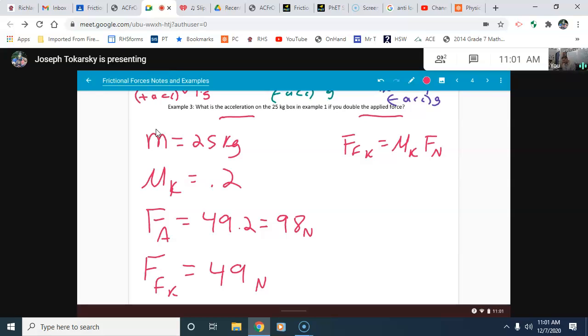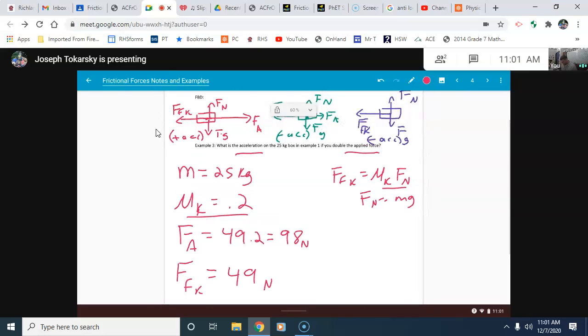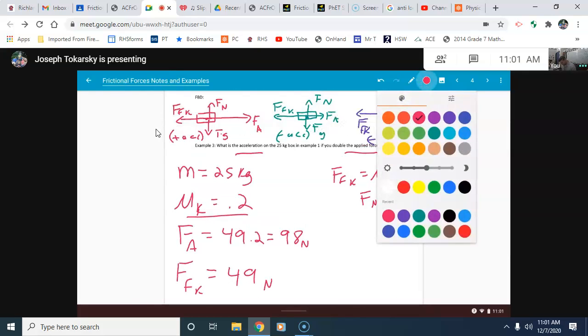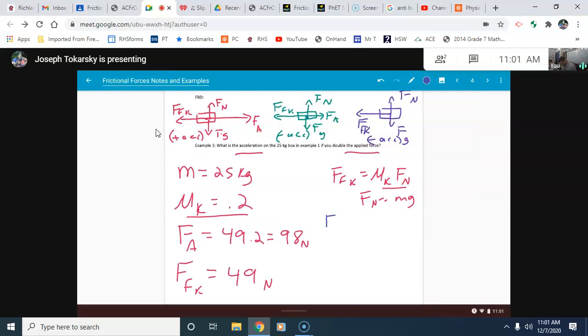Well, we already identified that mu k is the same, right? And normal force is the same. It's still equal to the weight of the object, since we're on a flat surface pushing horizontally still. So since it's solely dependent on that, just because I push harder, we could still say that F_fk is still 49 newtons, because it's dependent on those things. So now we set up Newton's second law. F net equals ma like always.